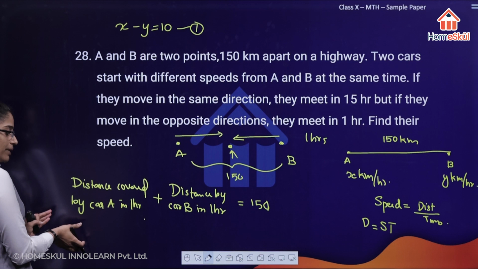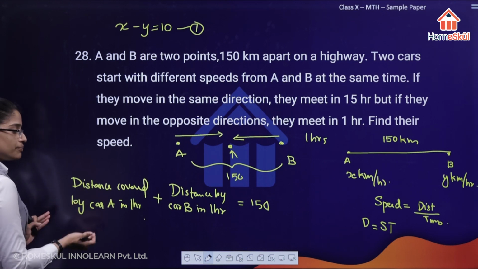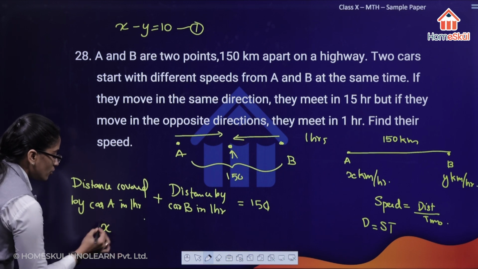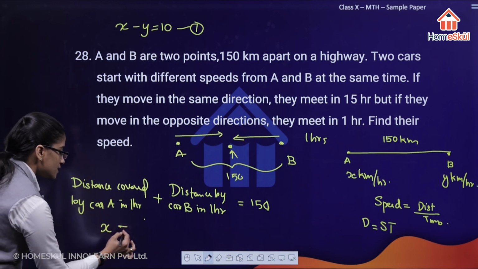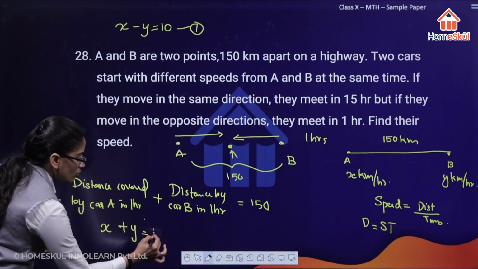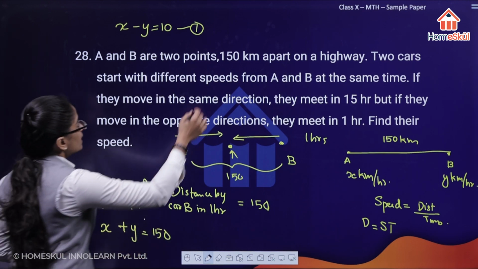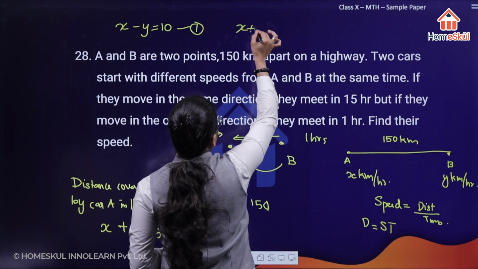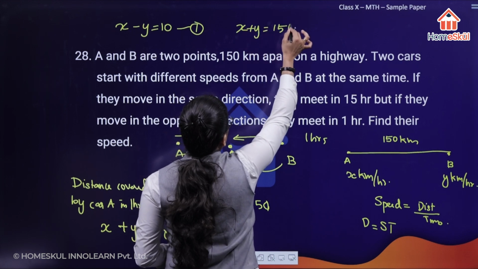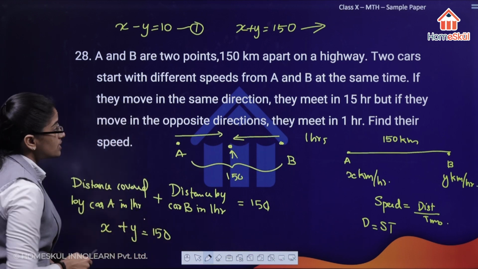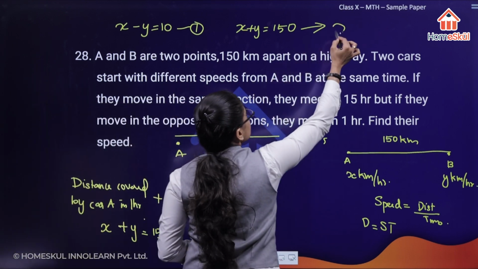What is the distance covered by car A in 1 hour? Distance is equal to speed into time. The speed of car A is x kilometer per hour, so into 1 hour, it is x. x plus y is equal to 150. This is what we are getting, right? This is our second equation. So, here we have linear equations in 2 variables, isn't it? Let's solve it.